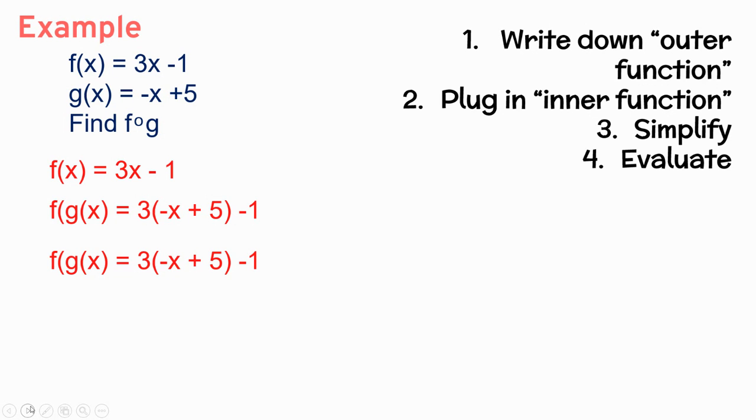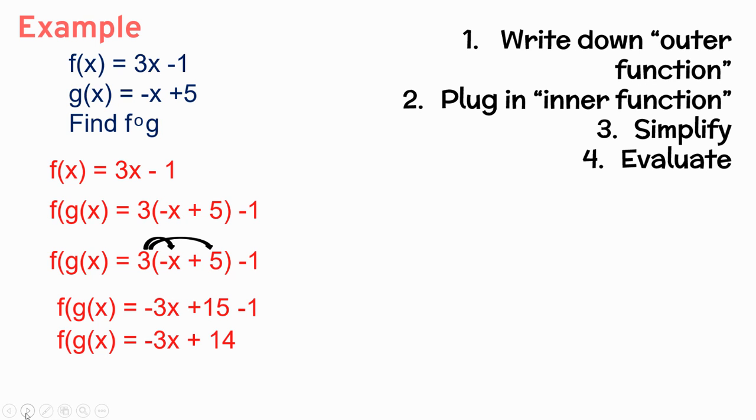All right, now we can simplify. And remember to distribute my 3. So that becomes negative 3x, 3 times 5 is plus 15, and then my minus 1. Now I can combine like terms. So we've got negative 3x plus 14. It doesn't ask us to evaluate, so we don't have a step 4.